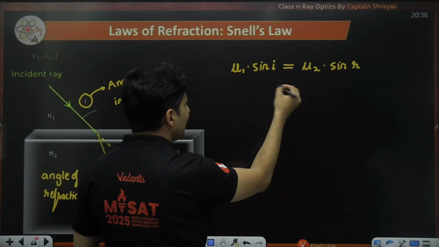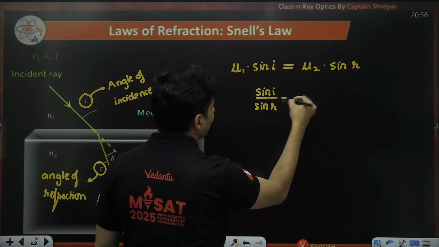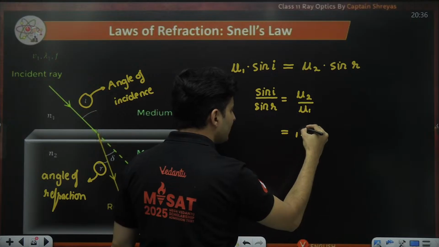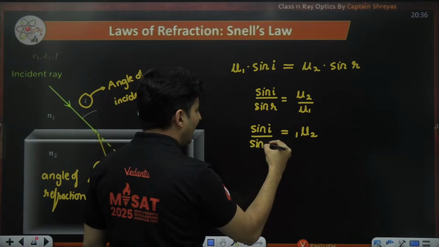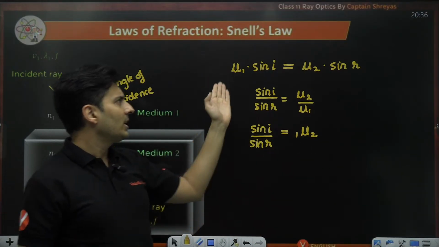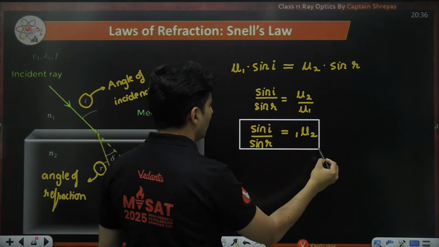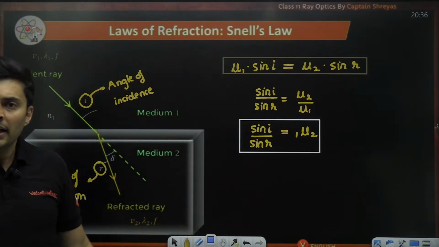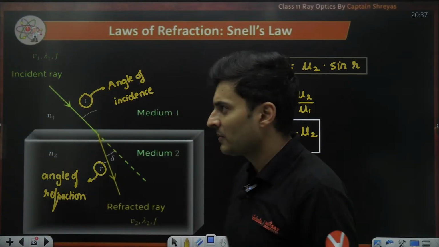If you want, you can rearrange it. I mean, not a big deal. So sine i divided by sine r will be mu2 by mu1. But we know what mu2 by mu1 is. It is 1 mu2. So therefore, this is the most used and widely used form of Snell's law. Relative refractive index is sin i by sin r, or sometimes people also use this one. It's completely up to you, whichever form you want to use. I'm just blocking one of them, but obviously the other one is equally relevant and useful. So this is Snell's law, how the angle will change when the medium changes.